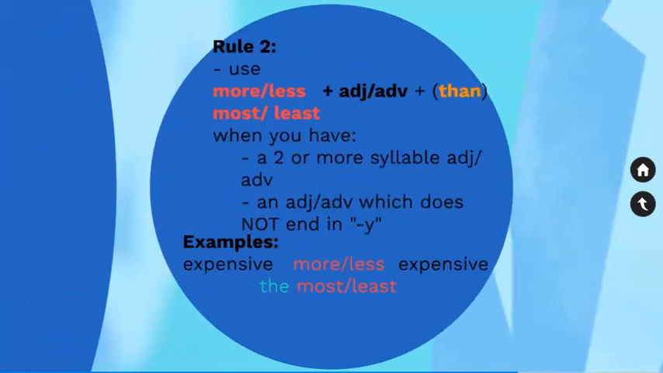Second rule is that you use more or less, most or least, whenever you have 2 or more syllables for an adjective or adverb. So expensive, it has 3 syllables. That means you use more or less. So you would say more or less expensive. Or for superlative, the most expensive or the least expensive. Now remember, 2 or more syllables takes more or less.